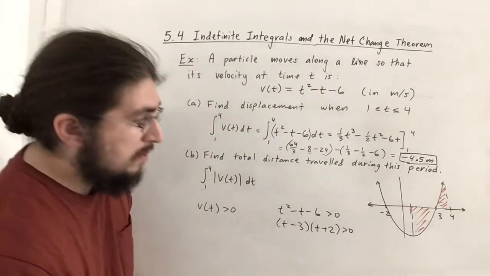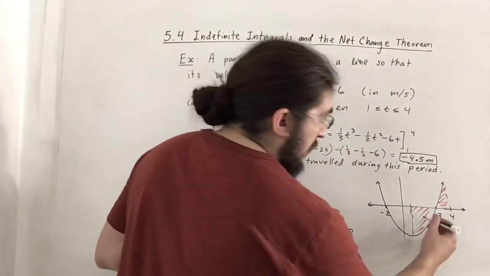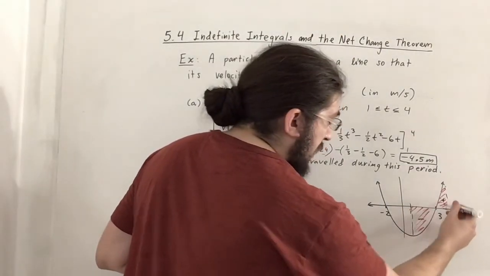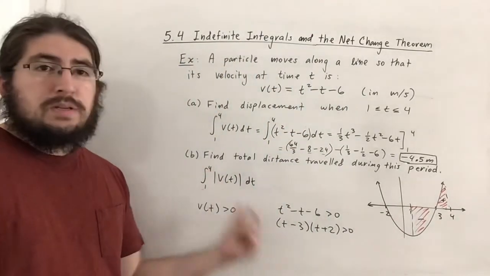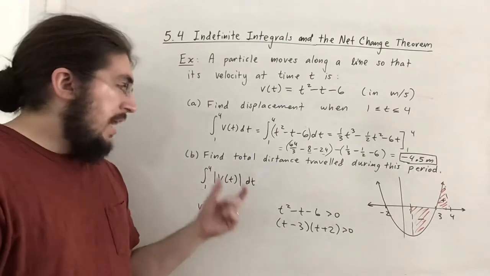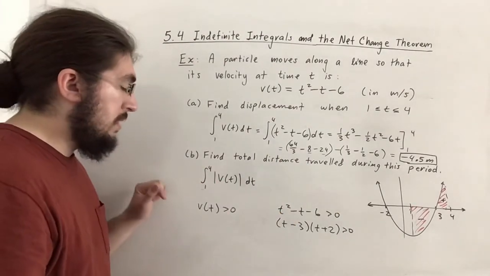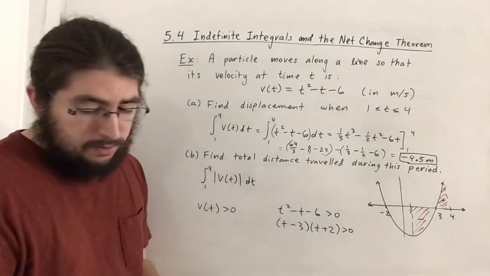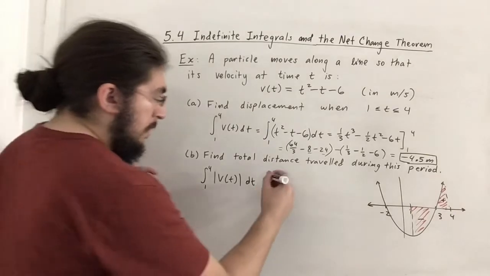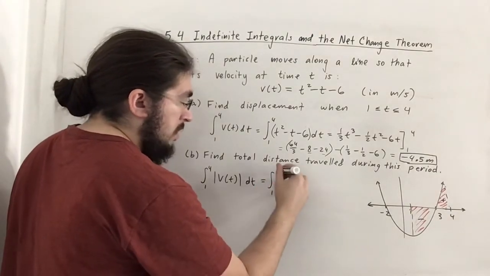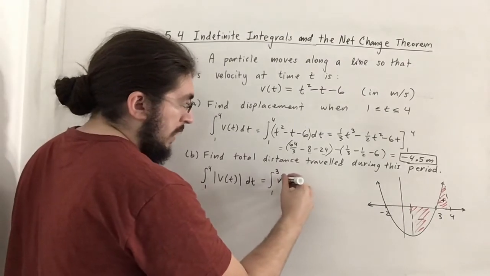So when we take the absolute value, the 1 to 3 part will be lifted up. What this really means is if we take the integral from 1 to 3, we'll get a negative value, but we're taking the absolute value of that so that it'll be positive, and then we'll take the integral from 3 to 4. So we're going to have to split this up to perform this integral. I'm going to split the integral up from 1 to 3, and then from 3 to 4. So that's the absolute value of v of t.